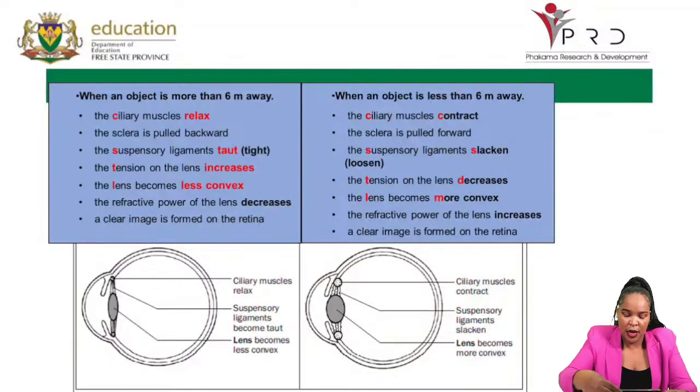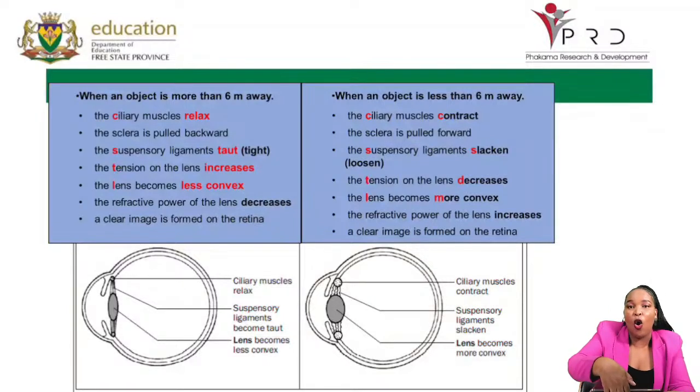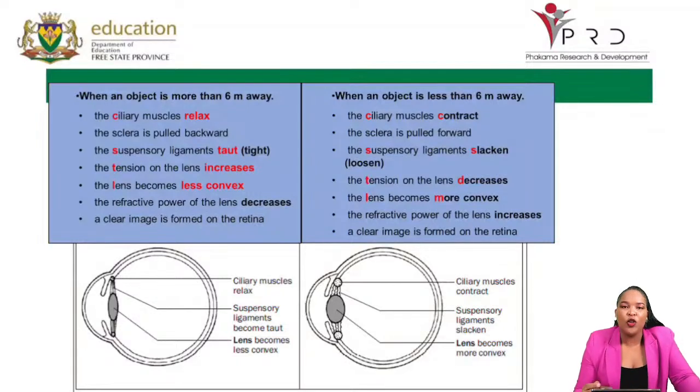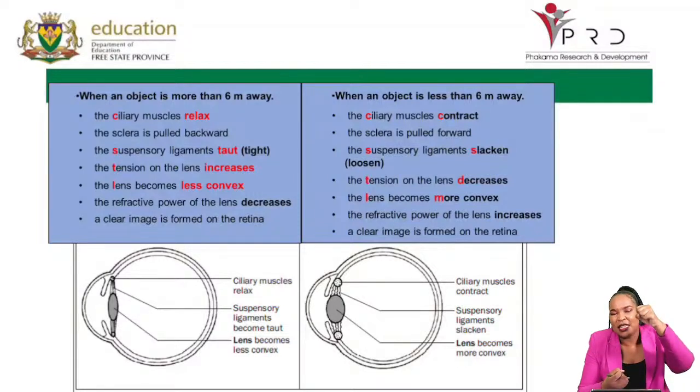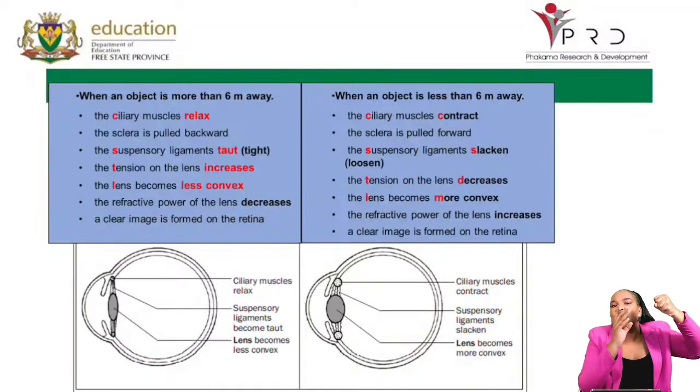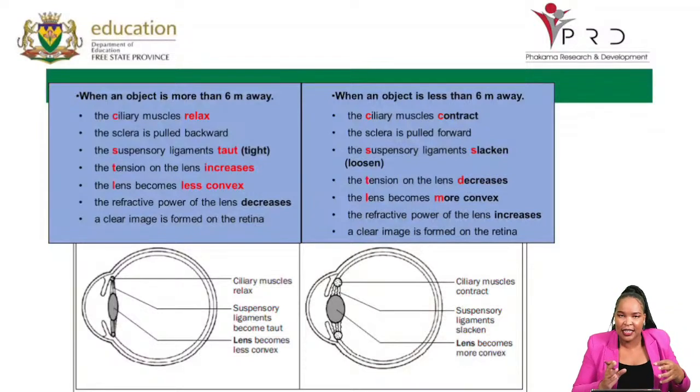On the opposite, when an object is 6 meters or less, or just in front of you, the ciliary muscles are going to contract. Remember I said they indicate them as circles. They are going to contract, and when they contract, what's going to happen? The opposite: the suspensory ligaments are going to slacken, or they are going to be relaxed.